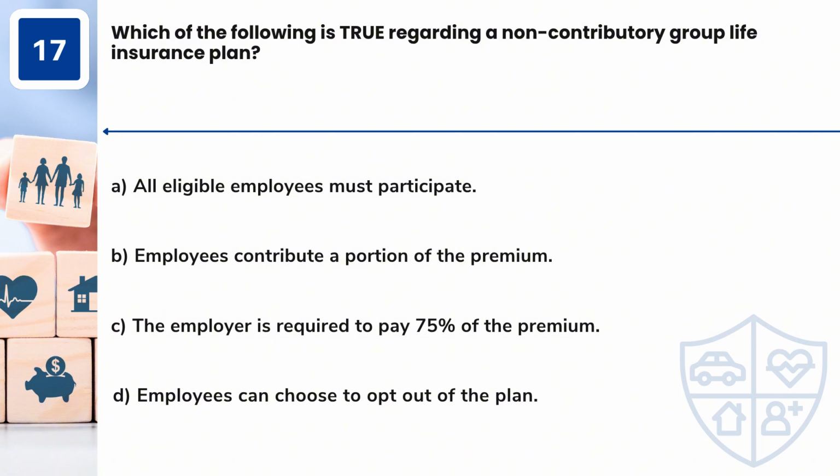Question 17. Which of the following is true regarding a non-contributory group life insurance plan? A. All eligible employees must participate. B. Employees contribute a portion of the premium. C. The employer is required to pay 75% of the premium. D. Employees can choose to opt out of the plan.